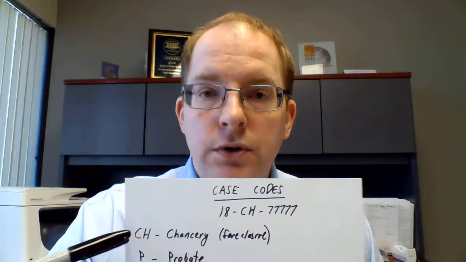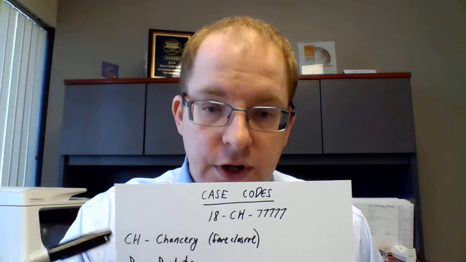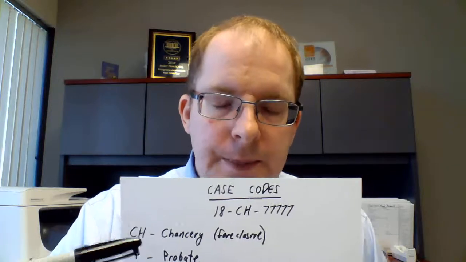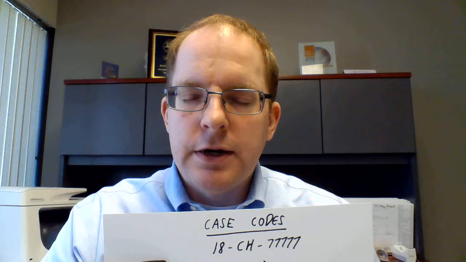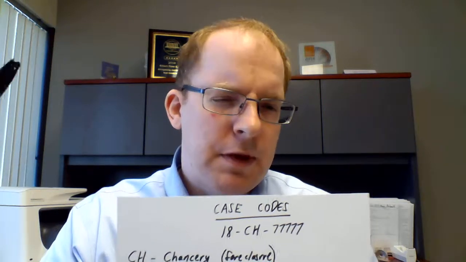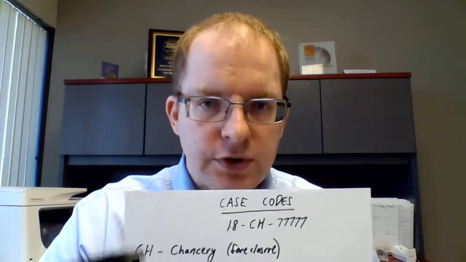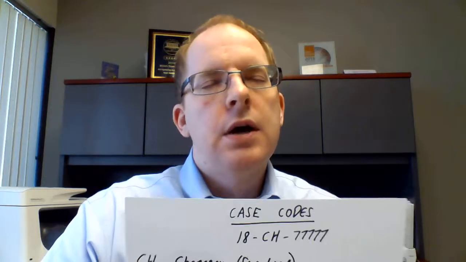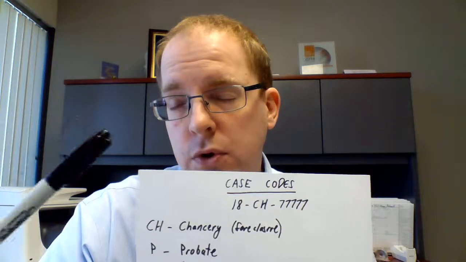The first code, the most common one you're going to see all the time, is CH. CH stands for Chancery. The easiest way I can explain what Chancery is, is when you're not trying to get money, if that makes sense. Chancery is when you're trying to enforce someone to do something or not to do something. So the most common thing that we deal with right now with Chancery is foreclosure.